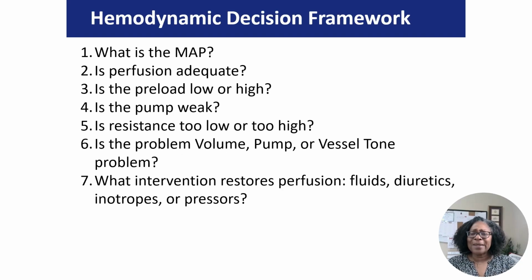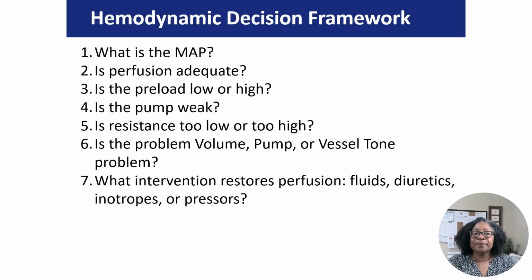All right. I hope those many questions kind of helped. But when you're looking at hemodynamic numbers, right? You're really going to have to ask yourself several questions. What's the MAP? Remember, MAP is mean arterial pressure. So what's the MAP? Is perfusion adequate in your patient? Is the preload low or high? Remember, preload is the amount of blood returning to the heart. Then is the pump weak? Does the patient have heart failure?